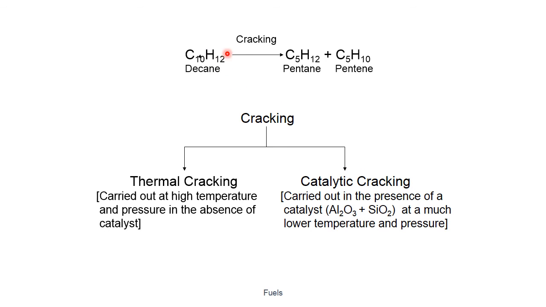So this is a known example of cracking: decane will be converted into pentane and pentene by the cracking process. So it is the breaking of higher hydrocarbons into lower hydrocarbons. And this cracking we can do by using two processes. First is the thermal cracking process, and the second is catalytic cracking. Thermal cracking is carried out at high temperature and pressure in the absence of a catalyst. So for the thermal cracking process, there is no need to use a catalyst, while catalytic cracking is carried out in the presence of a catalyst, and much lower temperature and pressure are required for this process. So this is about the refining process.